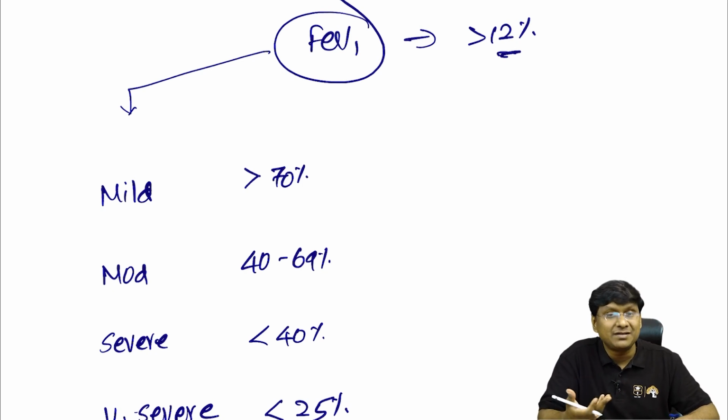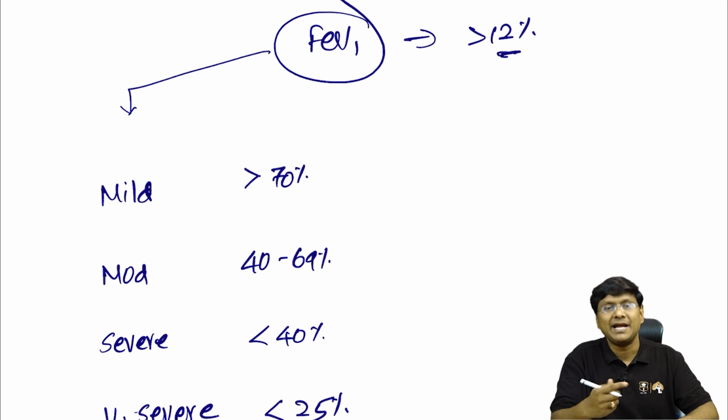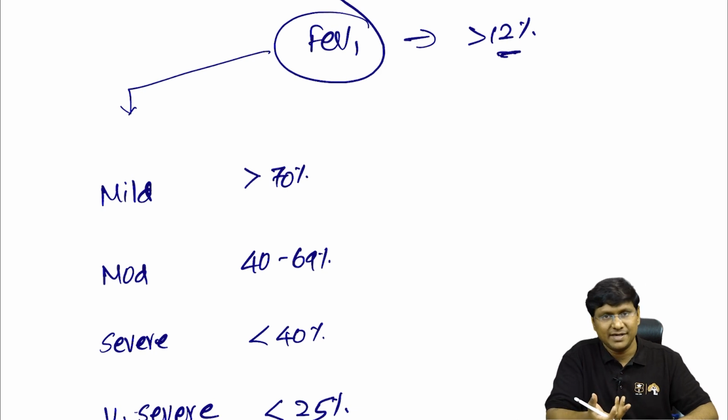Then how will you treat these patients with bronchial asthma? First and foremost, you should avoid the allergen and the risk factors, right? And you need to do desensitization therapy or immunotherapy for the allergen. Next important is the drugs. What drugs you give completely depends upon the severity of the asthma.